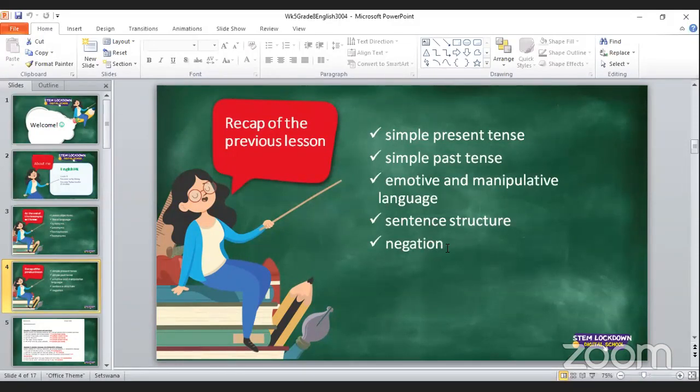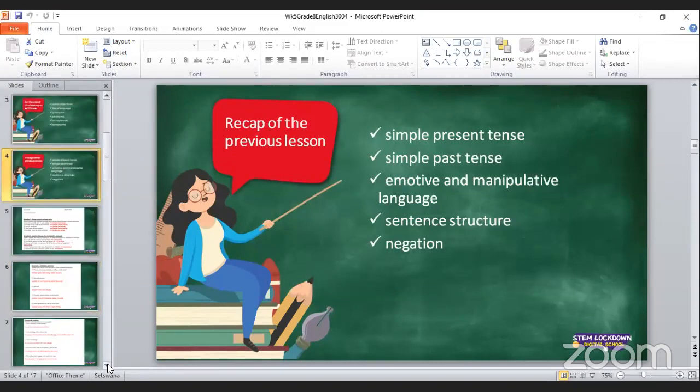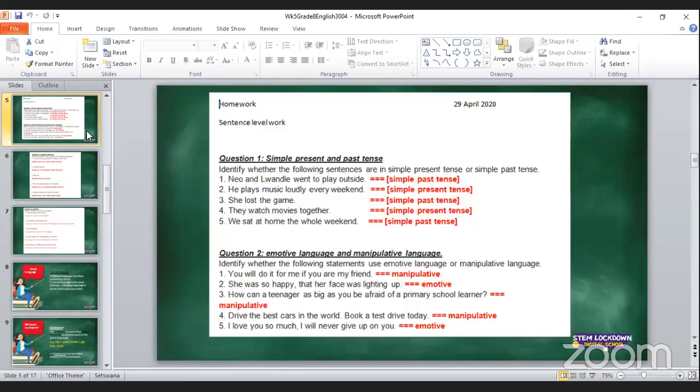If you can remember very well, yesterday I gave you a homework which was filled with 4 questions. I'm wondering if you did that homework. Anyway, let's briefly look at the answers to yesterday's homework. Please take screenshots so that you can compare with your answers and see how you have scored. Let's look at the answers quickly.